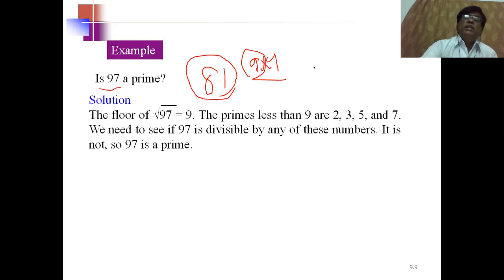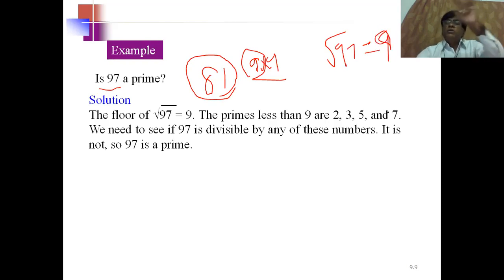It's not the exact square root of 97, but it can be assumed as 9, because 9 into 9 is equal to 81. That's why the floor of the square root of 97 is 9. So below the 9, what are the primes? 2, 3, 5, and 7.